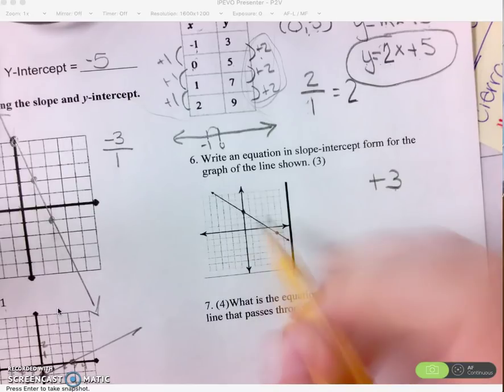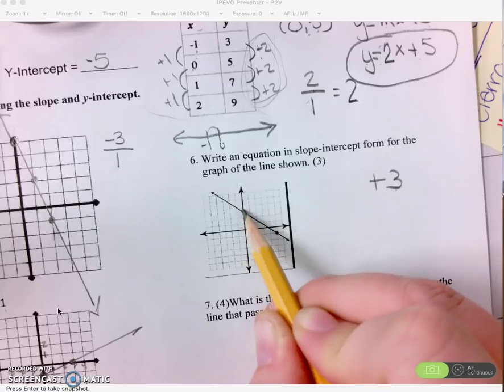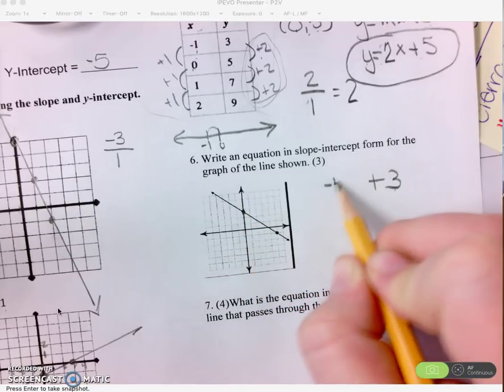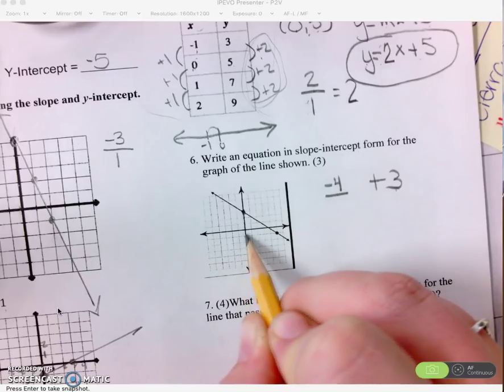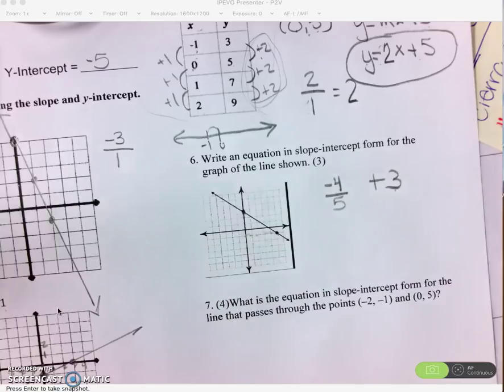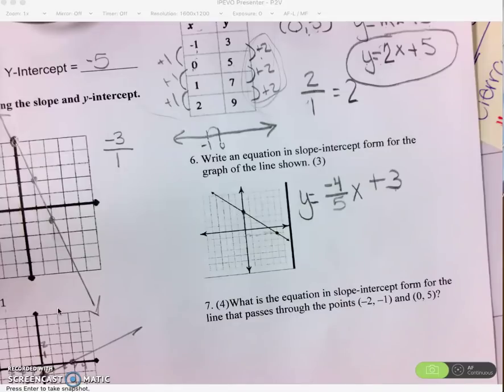And my slope is going to be, I need to get from this point to this point. Remember, 1, 2, 3, 4. So minus 4 on top, and 1, 2, 3, 4, 5. A positive 5 on the bottom. That's going to be my x. Y equals -4/5 x plus 3.